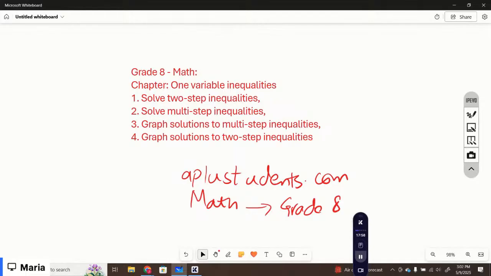We're going to start with chapter 1, one variable inequalities. The lessons we're going to cover today are solve two-step inequalities, solve multi-step inequalities, graph solutions to multi-step inequalities, and graph solutions to two-step inequalities. Please make sure you have your notebook and pencil so that you can note down the important examples and definitions as well.